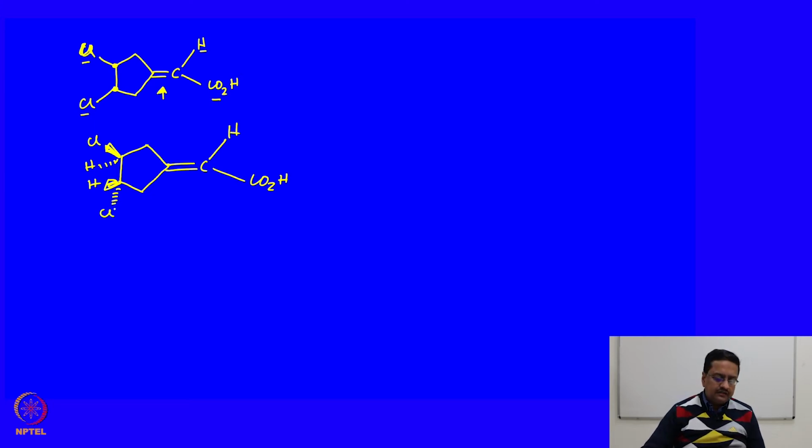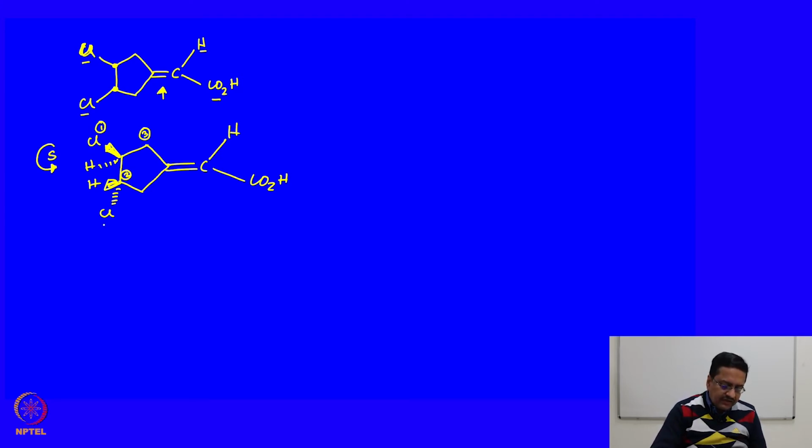So, this is one of the isomers of this compound, where you have hydrogen and CO2H in this direction, and you have chlorine up and chlorine down. So, if we look at this molecule, this chlorine gets priority 1, this carbon gets priority 2 because this is then connected to chlorine, and that carbon gets priority 3 because it gets connected to a second carbon. So, here we look at it, 1 to 2 to 3 is anti-clockwise. So, it is S and hydrogen is at the back.